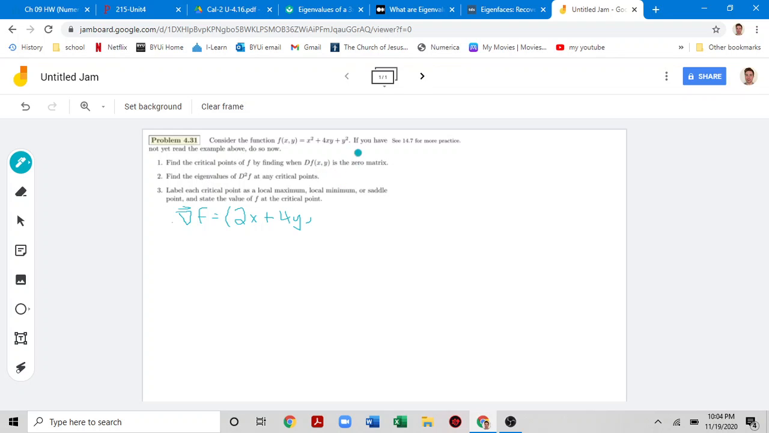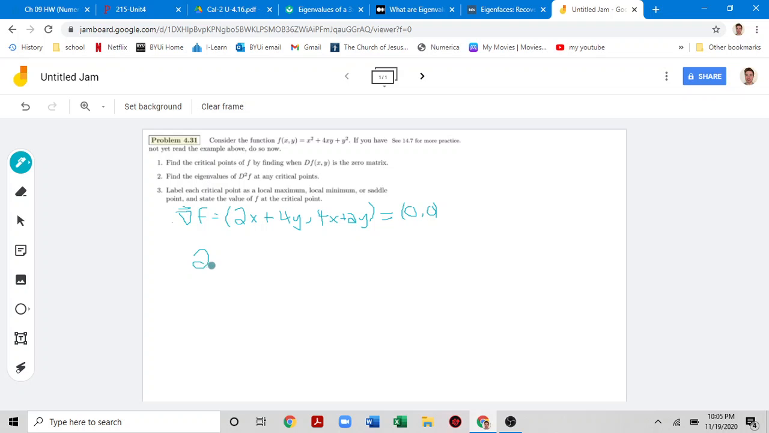For the y side, we can now make x the constant, and so it would be 4x plus 2y. Alright, and that's the gradient. We want to make these two equal to 0, 0. Remember from first semester calculus, whenever the derivative equals 0, that means it's a critical point. That's exactly what we're looking for.